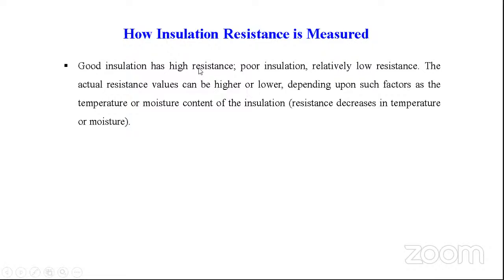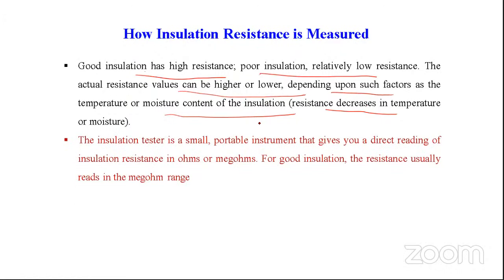Now you see, good insulation has high resistance, poor insulation has relatively low resistance. So this is basically the thumb rule for any insulating material. The actual resistance value can be higher or lower depending upon such factors as the temperature or moisture content of the insulation. That is, resistance decreases with temperature or moisture.